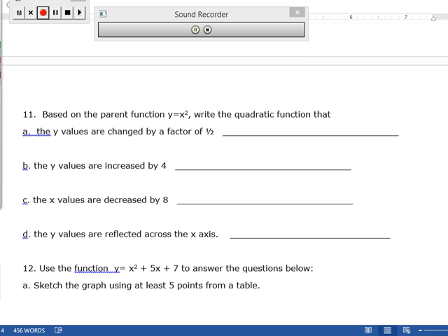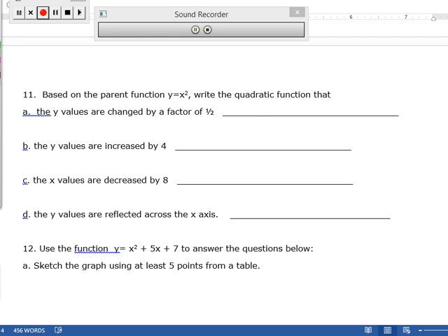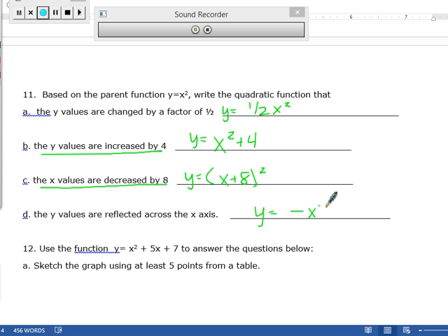Okay, so this part's going backwards. Oh, so I did have the fraction. So the fraction makes it fatter, so 1/2 x squared. Y values increase by 4, that means move up. X values decreased by 8. So if I'm moving to the left, I actually have to have a plus sign in there. It's opposite. If the y values reflected, that would be a negative.